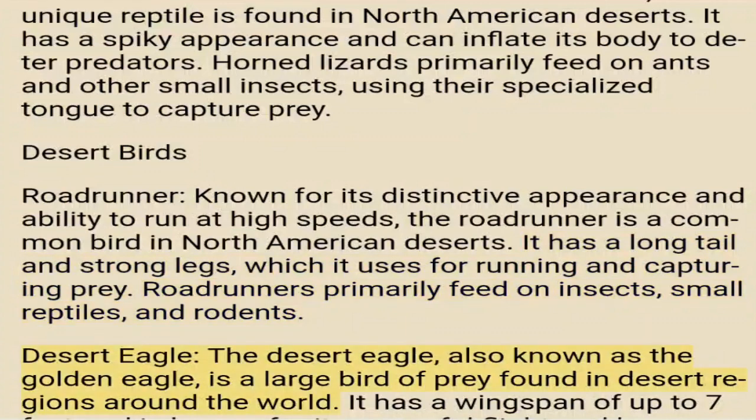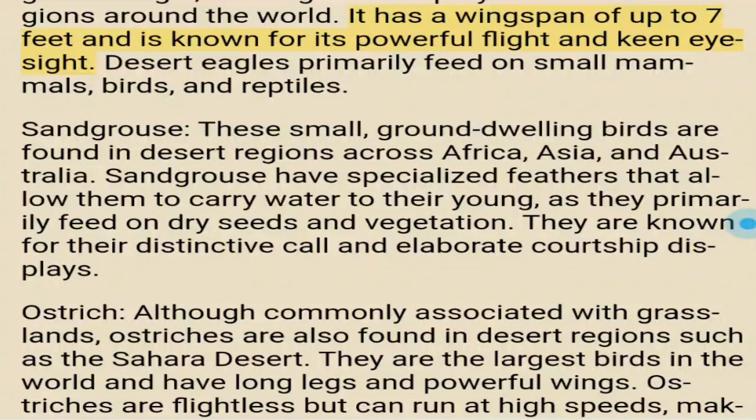Desert eagle. The desert eagle, also known as the golden eagle, is a large bird of prey found in desert regions around the world. It has a wingspan of up to 7 feet and is known for its powerful flight and keen eyesight. Desert eagles primarily feed on small mammals, birds, and reptiles.